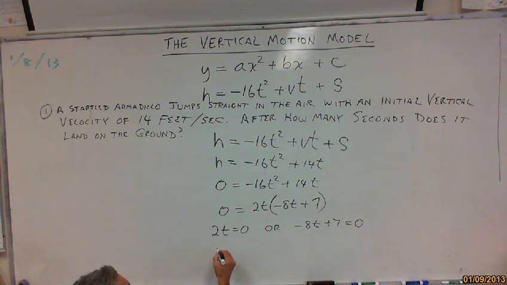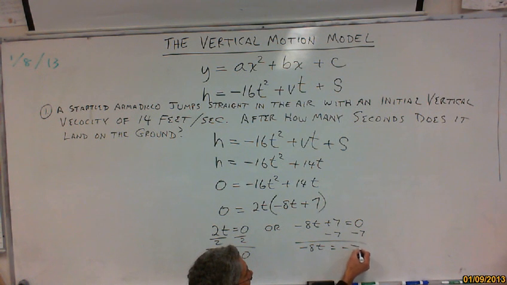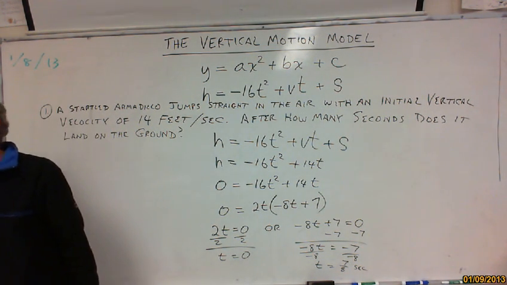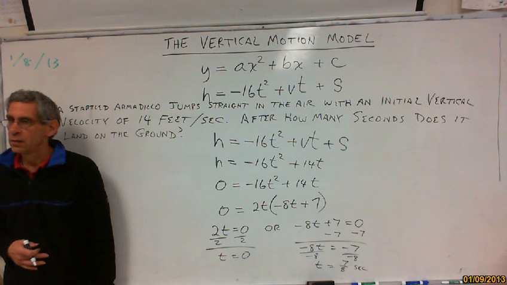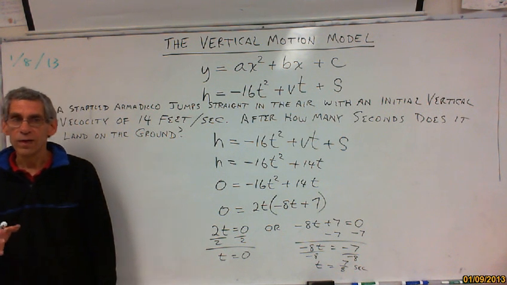So I'm going to divide by 2, divide by 2. I've got t is equal to 0. I'm going to subtract 7. I've got negative 8t is equal to negative 7. Divide by negative 8. t is equal to 7/8 of a second. All right, so we have two answers. Does that make sense so far? It really isn't that hard. You mean we're not done? Well, we have two answers.